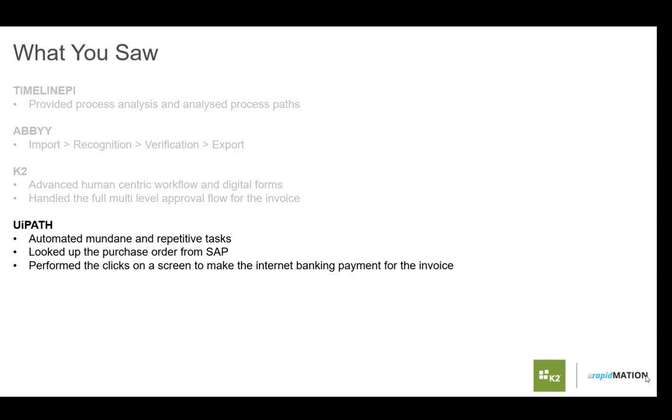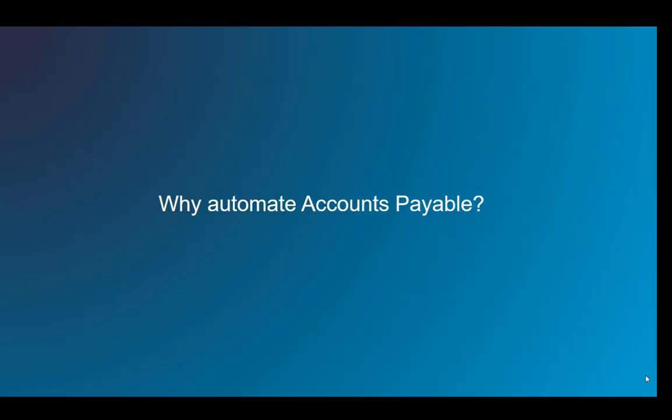And finally, once that invoice was actually approved inside K2, it went through and performed the clicks on a screen to make the internet banking payment for the invoice. And in so doing, that was a great way to weave together an end-to-end intelligent automation solution, and in this case, an intelligent accounts payable solution that weaved together the worlds of both humans and software bots. The software bots took care of those repetitive, mundane tasks, and humans were freed up to do some of those higher value tasks.